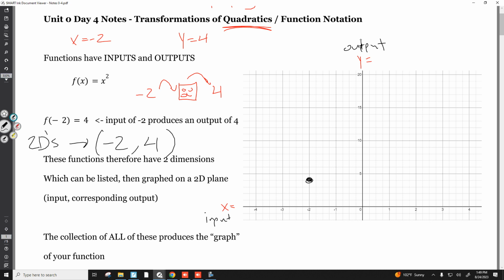Now, what are some other married sets of numbers that you get using this function f of x equals x squared? Tell me some other inputs, comma, specific outputs that go there. Tell your neighbors. Go. It's got to be 2-dimensional.